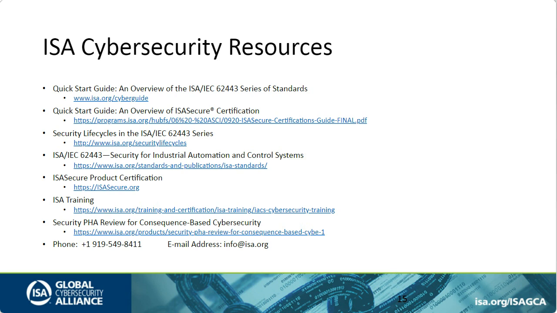There is a quick start guide on ISA Secure certification. There's a white paper on security life cycles on which this presentation is based, which has been published. There is a link where ISA IEC 62443 standards and technical reports can be purchased. The ISA certification scheme can be found at isasecure.org. And there is ISA training on cybersecurity and the use of 62443 that's available also at isa.org. And finally, there's a book that is available from ISA on performing security process hazard analysis reviews.